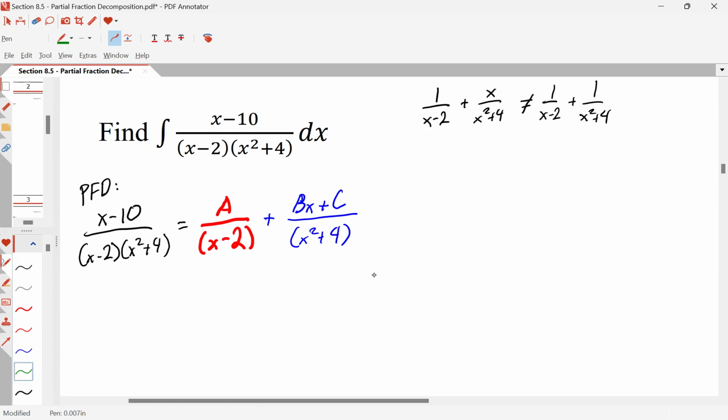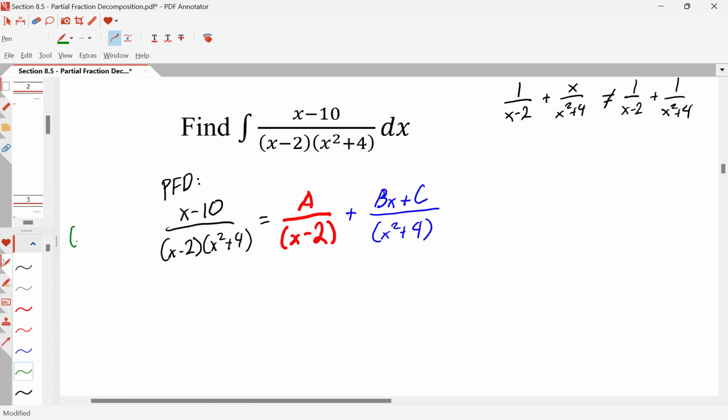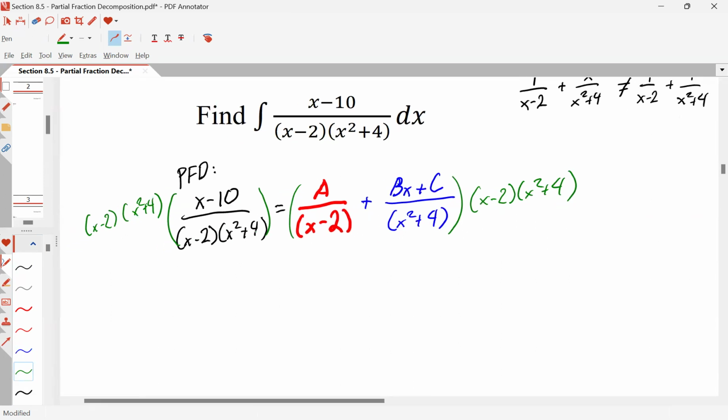Multiplying everything by this denominator, this (x - 2)(x² + 4), when we multiply the left-hand side, that's going to clear out that denominator. x - 2 divided by x - 2 goes away. x² + 4 divided by x² + 4 goes away. So we get x - 10 on the left-hand side.